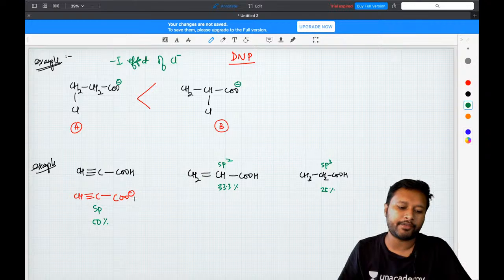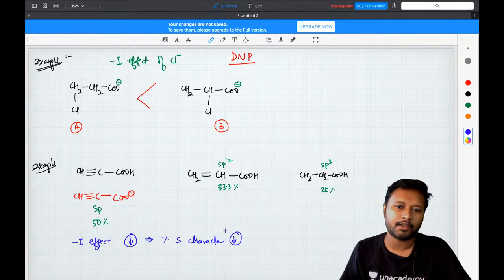Now you know that if it is so, then which is more electronegative? So you should write down these points. I'm just going to write down here that your minus I effect decreases if percentage S character decreases. So minus I effect is directly proportional to your percentage S character.